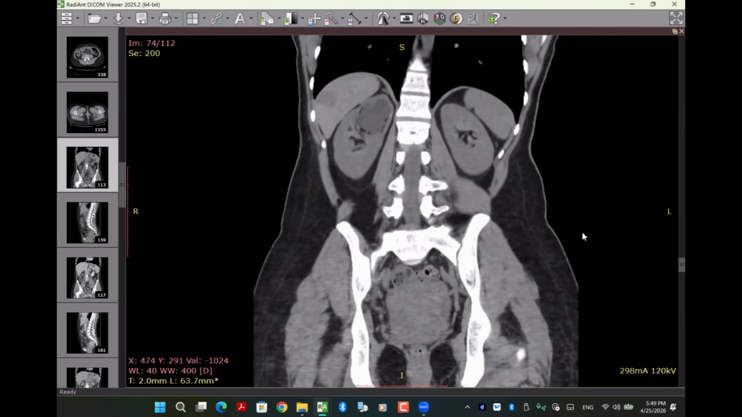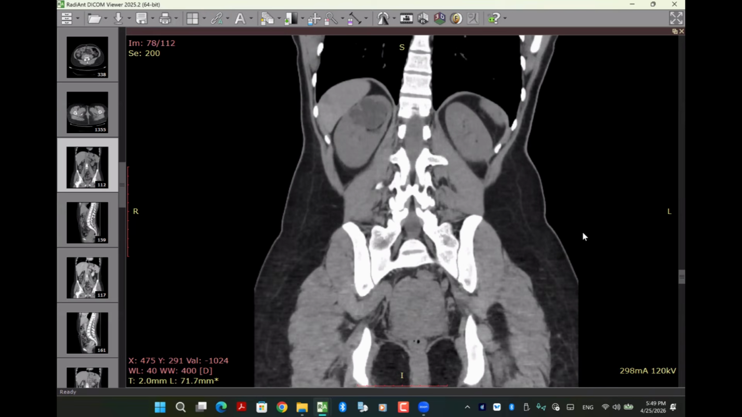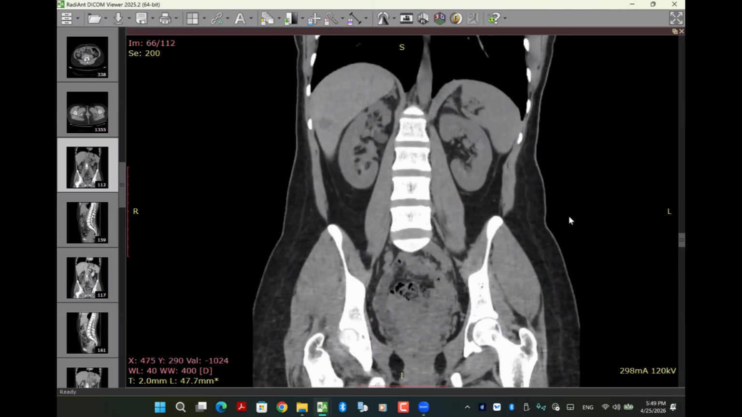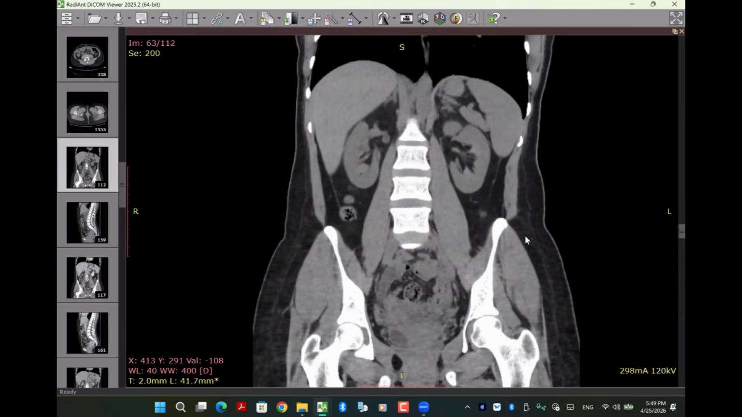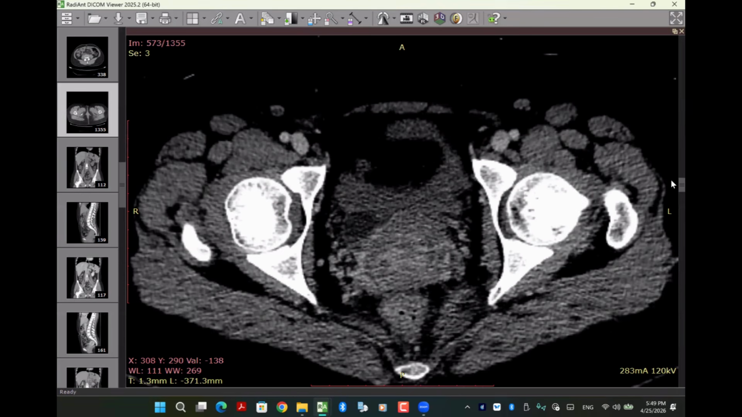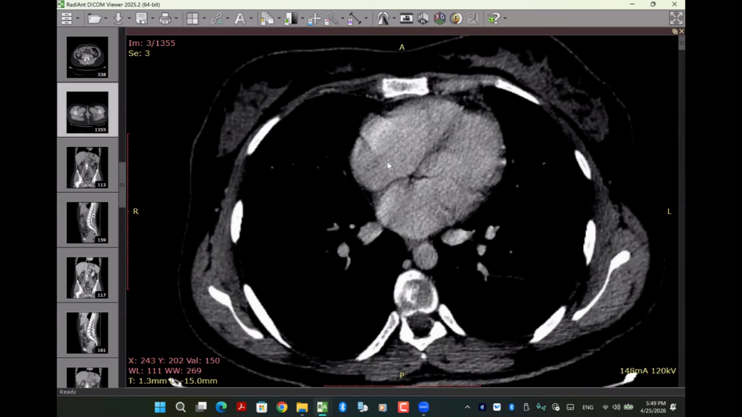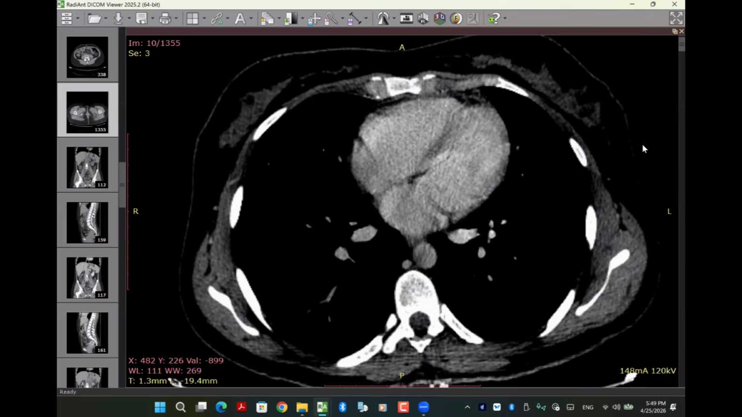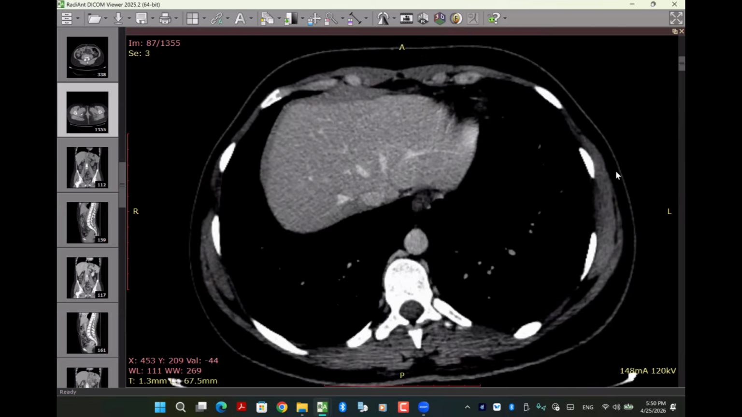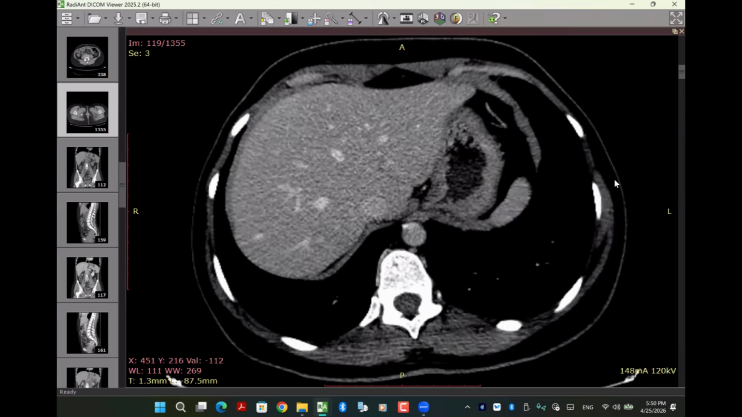There is some suspicion of small air loculi in the bilateral pelvicalyceal system, so I will confirm it on the Hounsfield units. Okay, stay with me, I will show you something. Show the contrast enhanced study. You can scroll. Okay, go ahead. Yes, I'm able to control. So I'm going inferiorly. This is a contrast study.